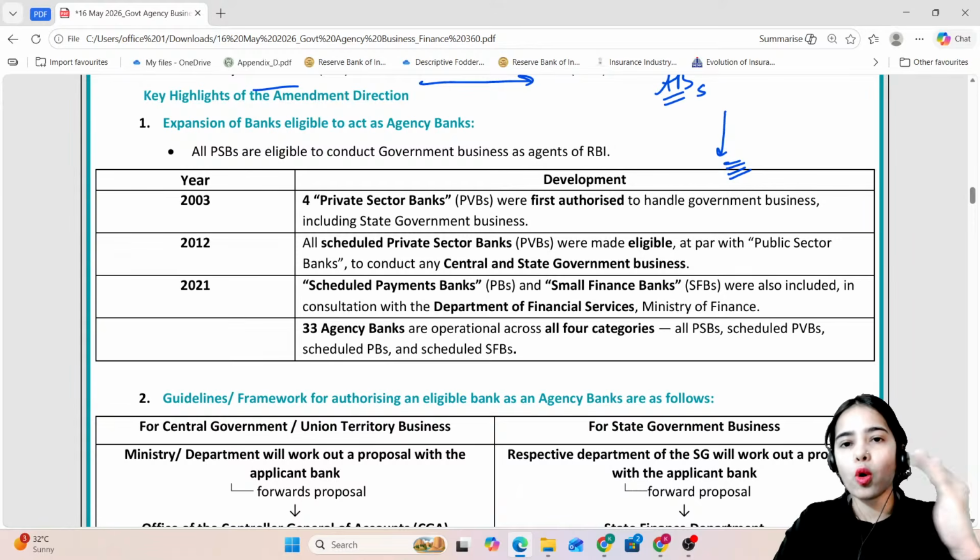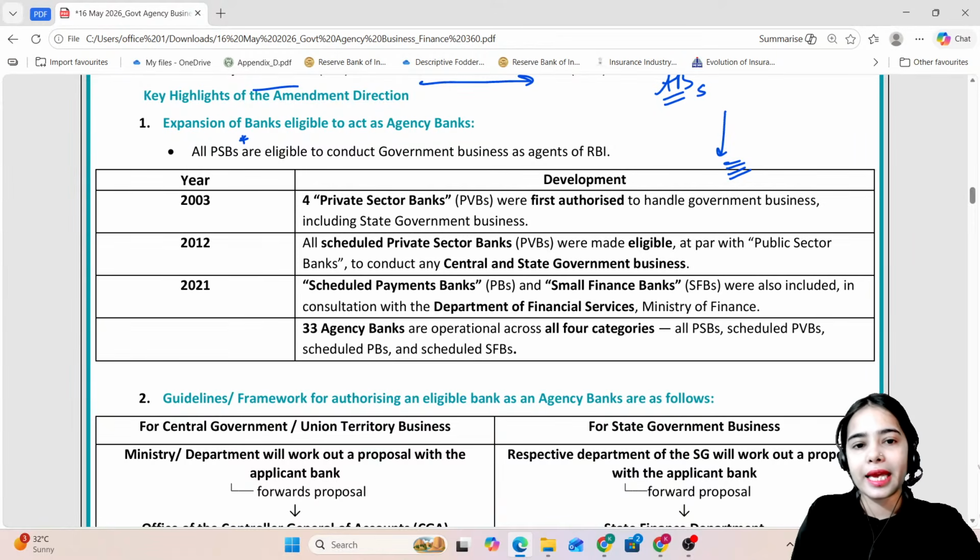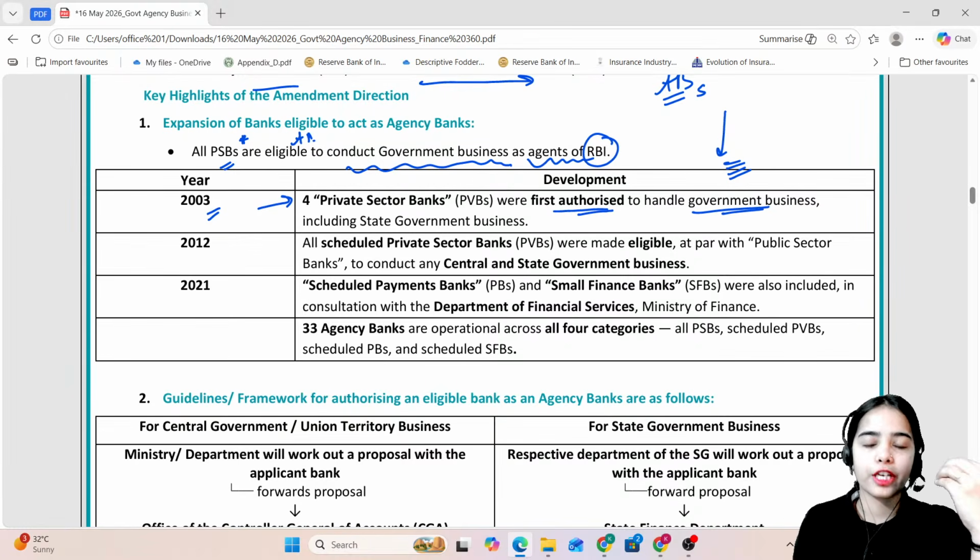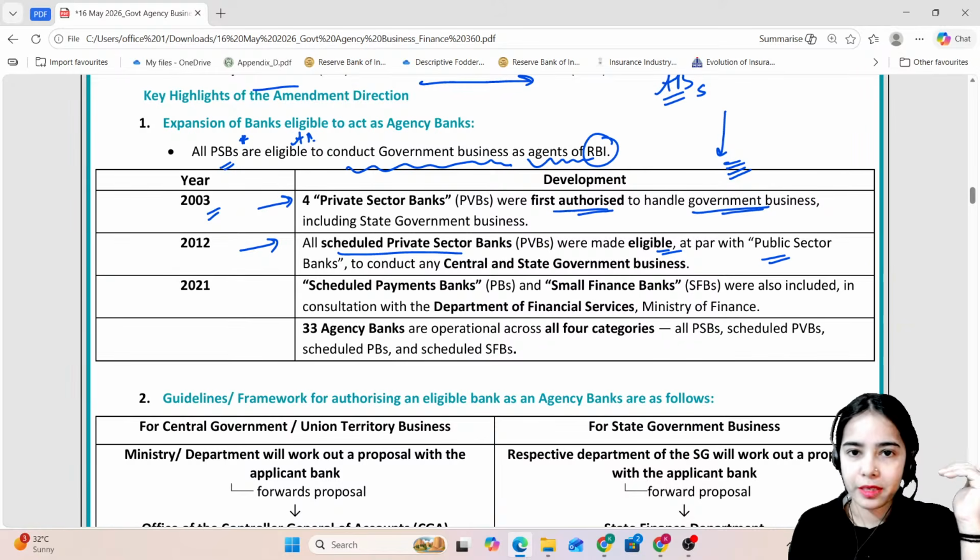All the public sector banks are eligible to conduct the government business as agents of RBI. So all the public sector banks can become the agency banks. But in 2003, 4 private sector banks were first authorized to handle the government business, including the state government business. Then in 2012, all the scheduled private sector banks were made eligible at par with the public sector banks to conduct the central government and the state government business.